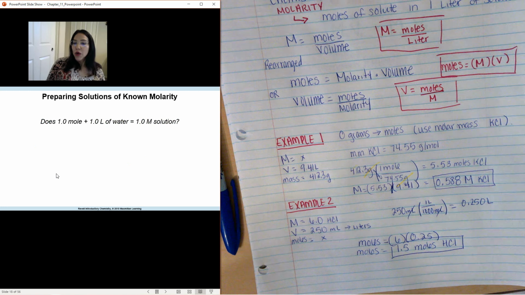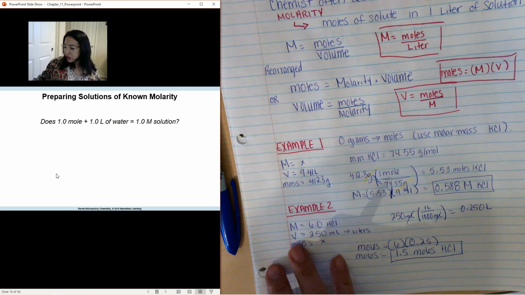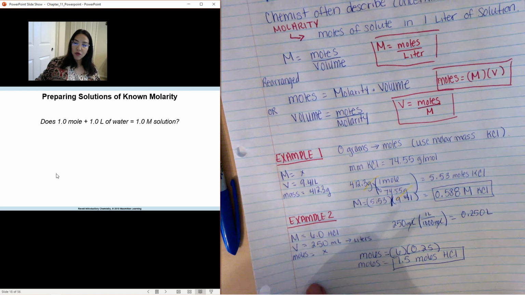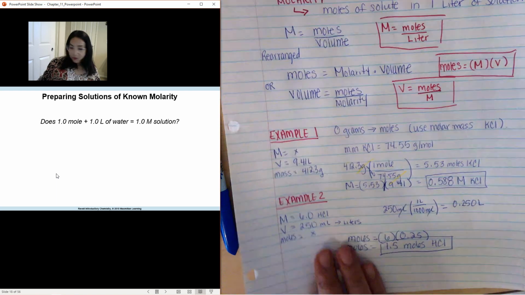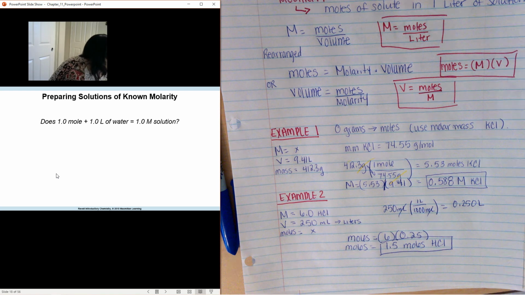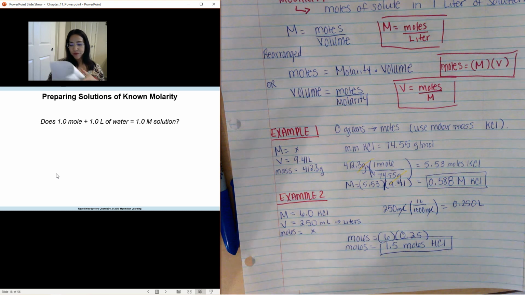All right. Well, what if we want to prepare a solution? Does 1 mole plus 1 liter of water equal a 1 molar solution? Not really, actually. If you recall the last one that we did, we didn't really have an exact quantity. So we added our stuff together to find out the mass of our solution.